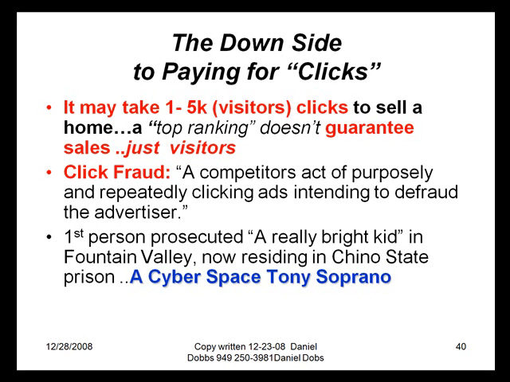The first person prosecuted was here in Orange County. Where else, huh? Anyway, the FBI characterized the young man as a really bright kid who's now in Chino State Prison for 5.5 years. His crime? Designing a software that would click on your competitors' web ads in the hopes of driving them out of business by driving up their marketing cost. He was selling that software on the net. This is the first case of a cyberspace Tony Soprano.